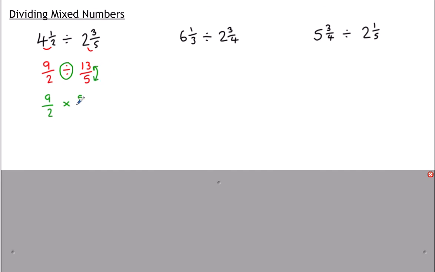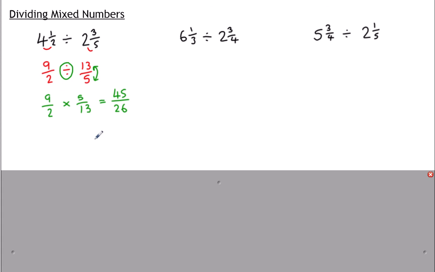So it becomes 5 over 13. Okay, now it looks like the ones we did before. So 9 times 5 is 45. 2 times 13 is 26. 45 over 26, I'm pretty sure that doesn't simplify.